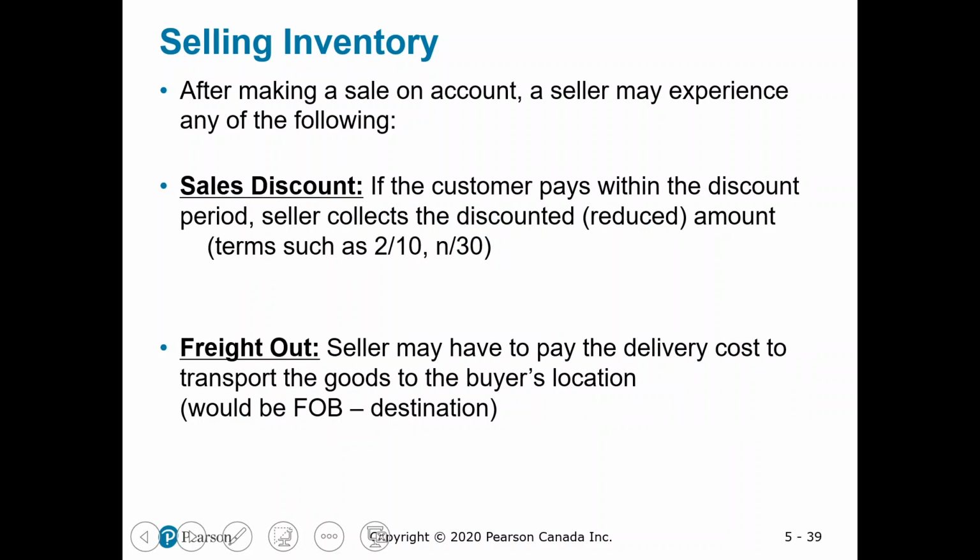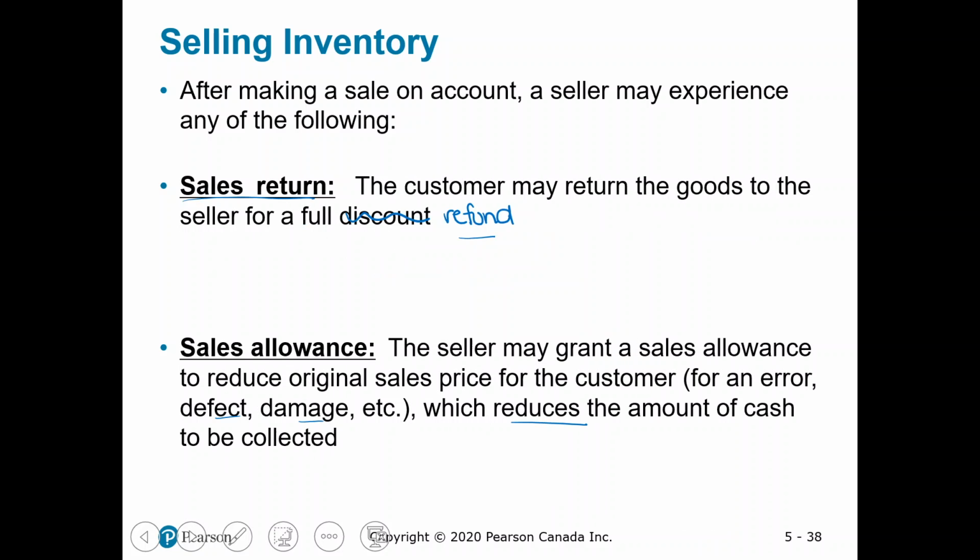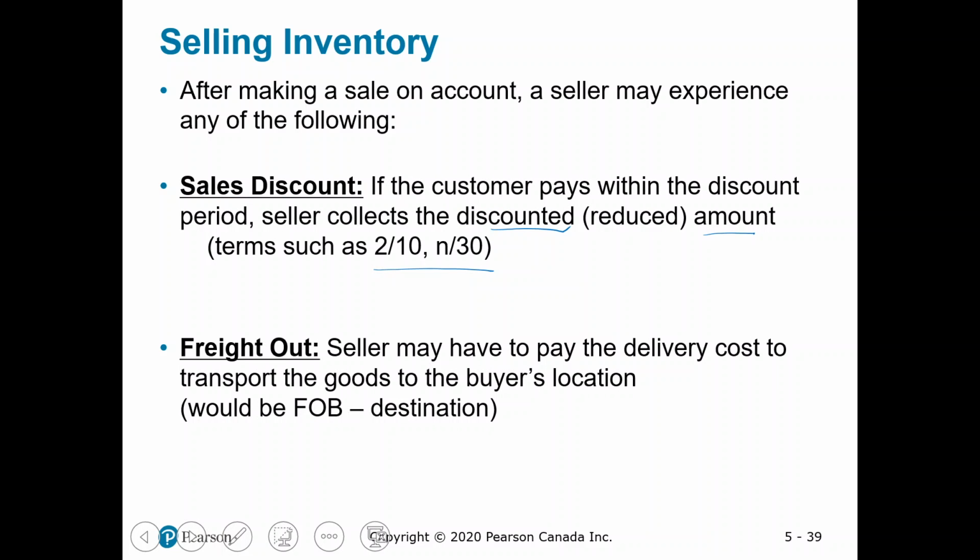There could also be a sales discount. So now if our customer pays within the discount period that we offer, we will be collecting this discounted or reduced amount. So these are the terms that you would see on this side as well. So for sales returns, allowances, and discounts, the idea is exactly the same as on the purchase side, only now we are representing the seller. So we're the other side. We're going to be collecting less money for these reasons.